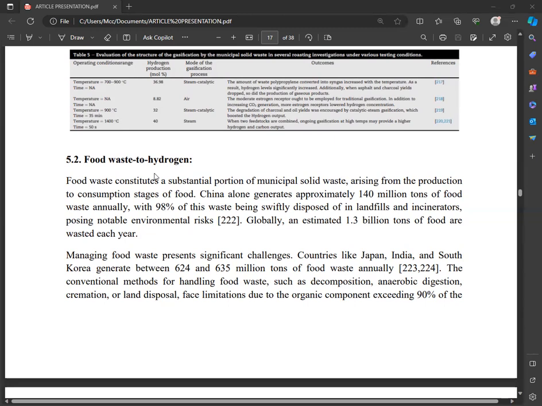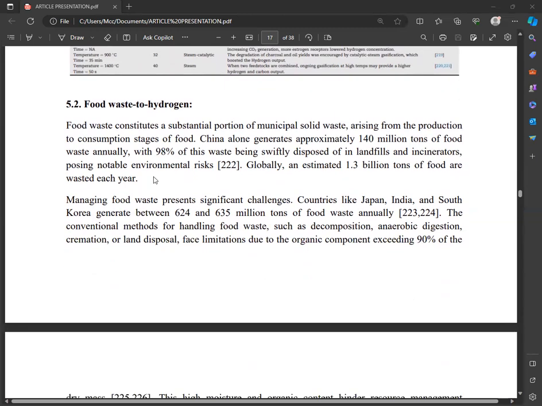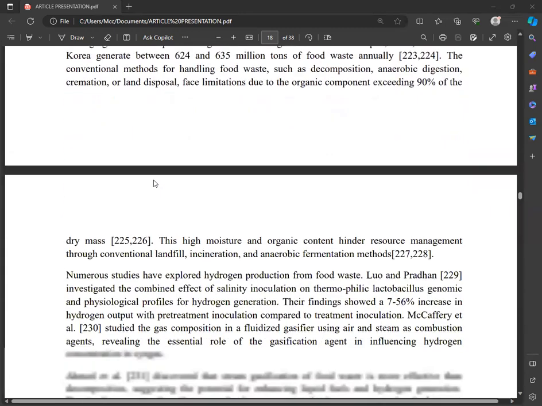The second method of producing hydrogen from biomass is using food waste. As we all know, food waste constitutes a substantial portion of municipal solid waste arising from the production and consumption stages of food. Managing food waste presents significant challenges, and countries like Japan, India, and South Korea generate between 624 and 635 million tons of food waste annually.